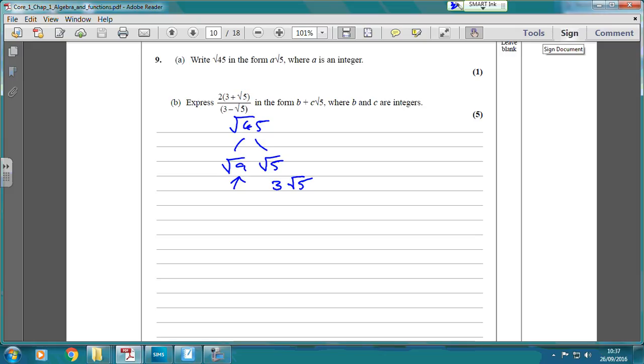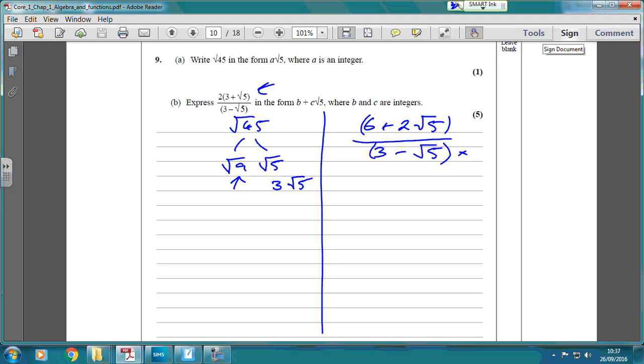Now B, the next one, we had 2 lots at the top, so if we multiply the top, we're going to get 6 plus 2 root 5 over 3 minus root 5. Now most people were able to know that to simplify this and rationalise it, we need to multiply by what's called the conjugate. So it's going to be the same as the bottom, we just change the sign in the middle, so it's going to be 3 plus root 5.